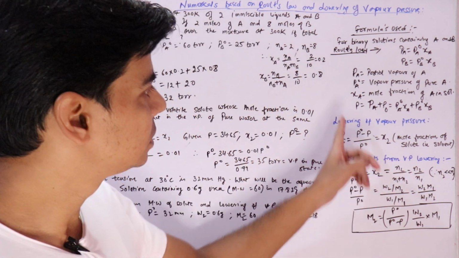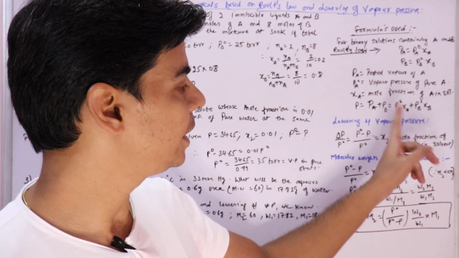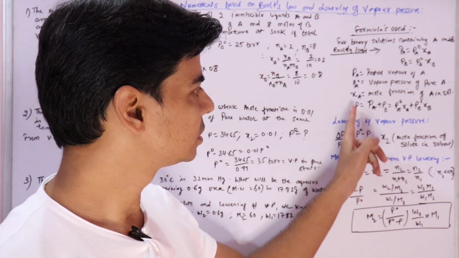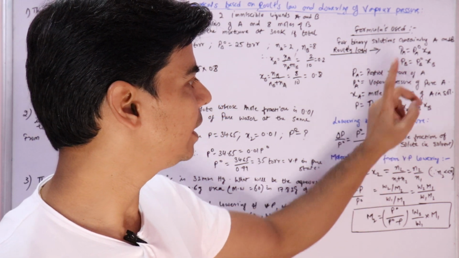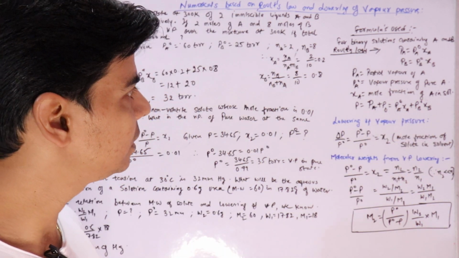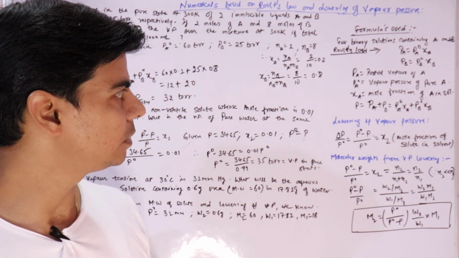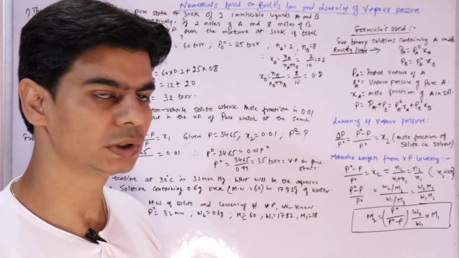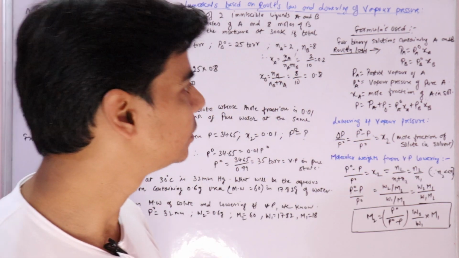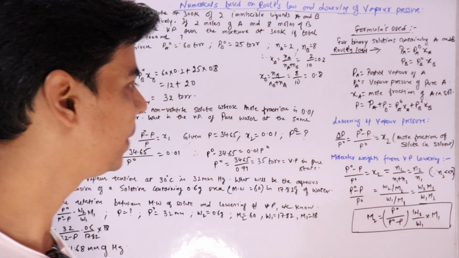So the total vapor pressure, if we make a binary solution of A and B, the total vapor pressure above the solution would be the sum of these two vapor pressures, PA and PB, which would be this. And the second thing is lowering of vapor pressure. Lowering of vapor pressure we have already done in the previous lecture. If you have any doubts related to this, you can go back and go through the video lectures on Raoult's law and lowering of vapor pressure before attempting these numericals.